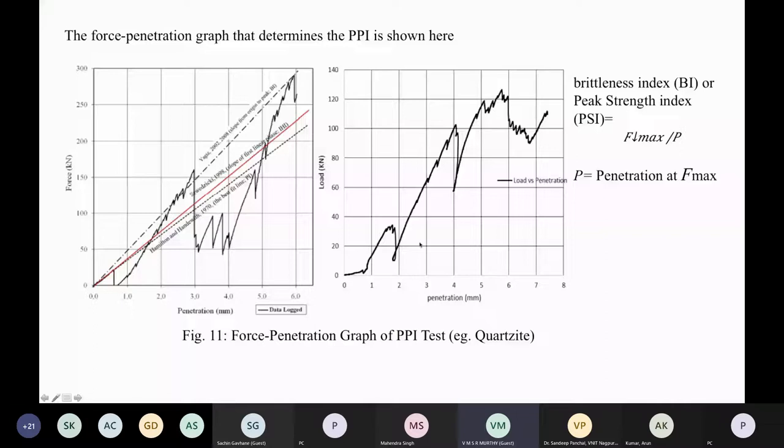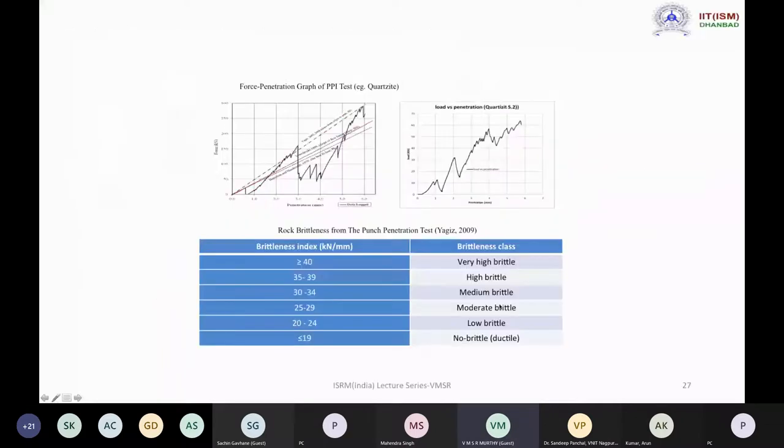And then, measuring the brittleness, you normally take all the peaks and summate them, find the average force, then find the penetration. So there are several ways of doing it. So this is what you can see, another graph and the classification.